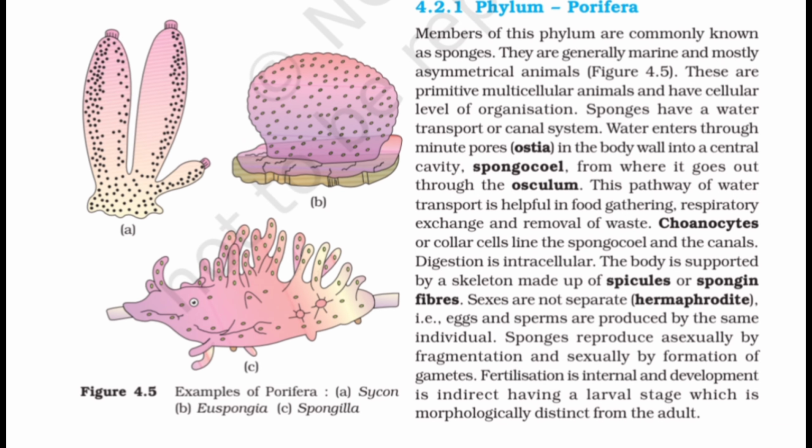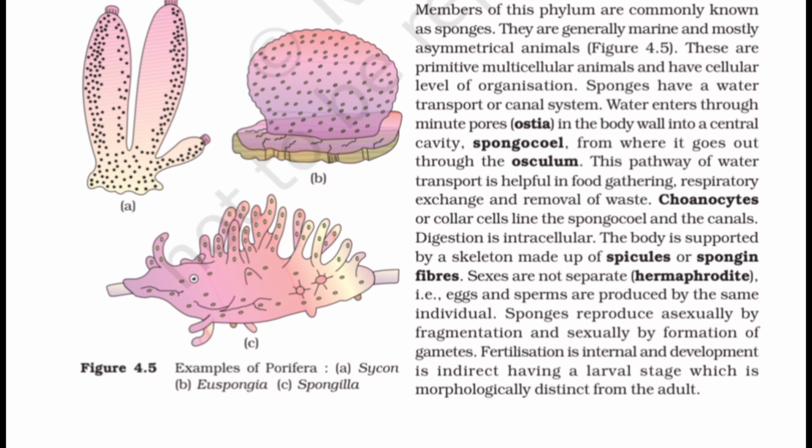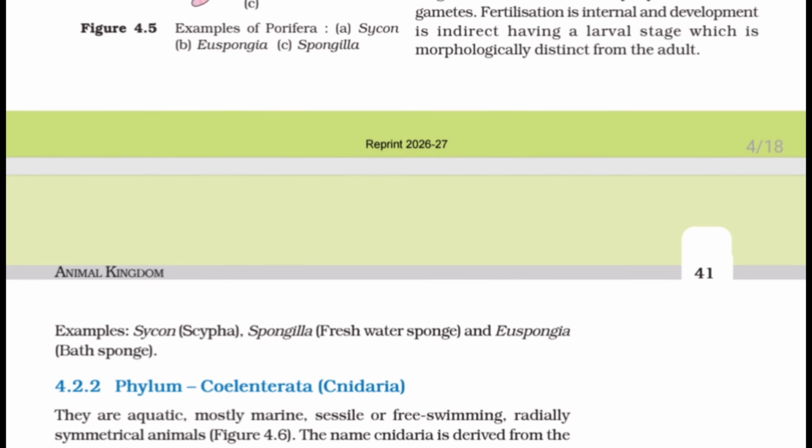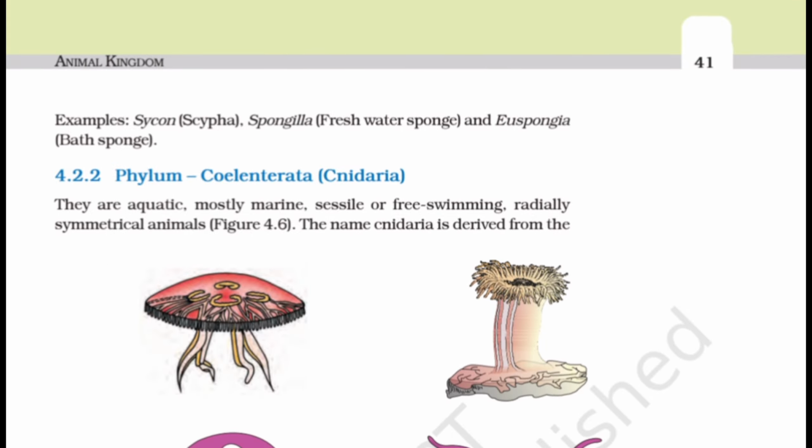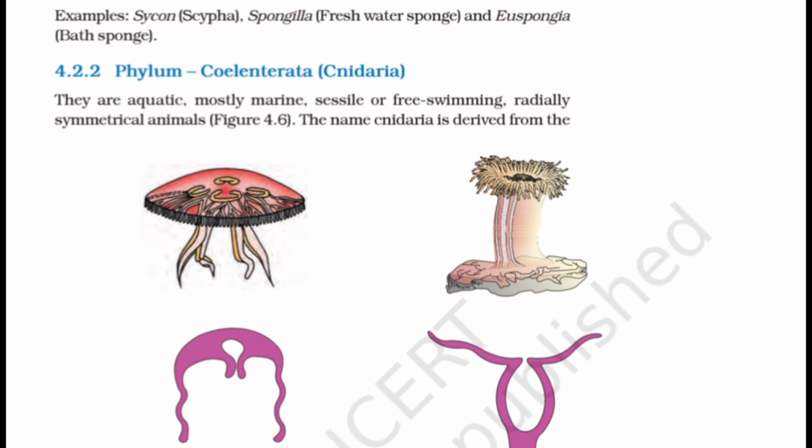The examples of Porifera: A. Sycon, B. Euspongia and C. Spongilla. Here we can see that in the figure. Examples of poriferans are Sycon, Scypha, Spongilla, freshwater sponge, and Euspongia, bath sponge. So the next phylum is phylum Coelenterata, or it is called Cnidaria.